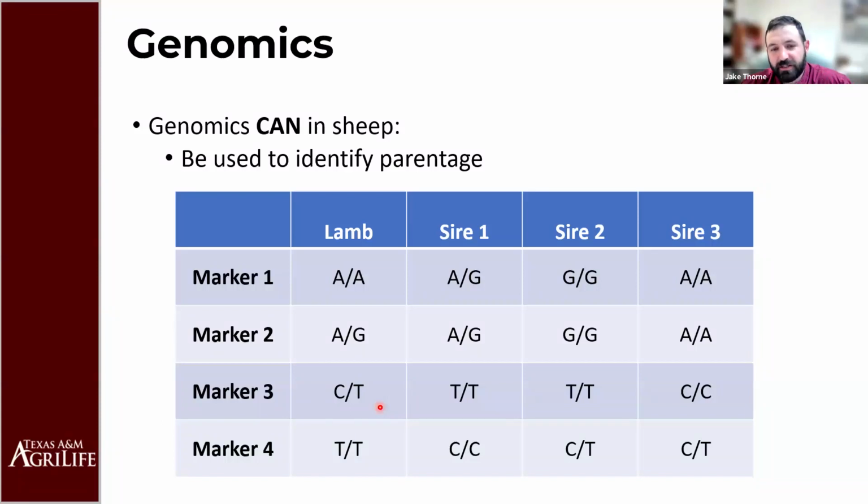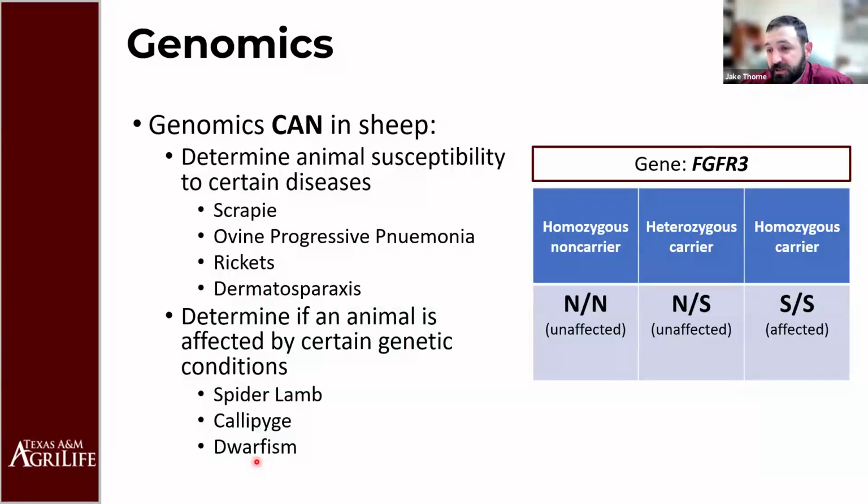In general, for parentage, it's going to vary by companies and who's doing the analysis, but they're actually going to use probably 120 to 160 different marker locations to make sure that this is happening. Okay, what else can genomics be used for?